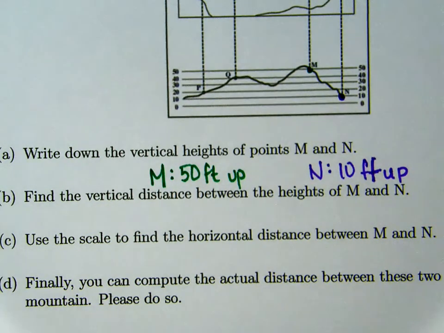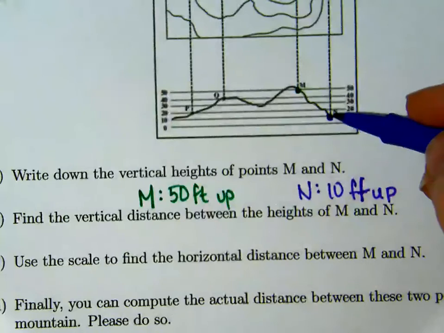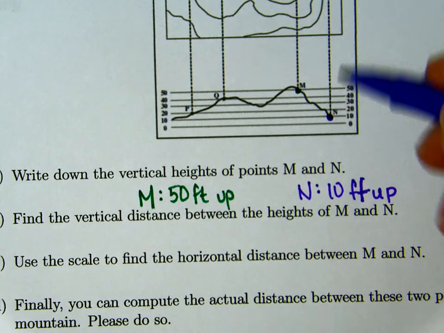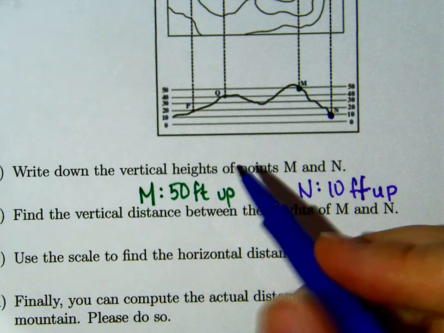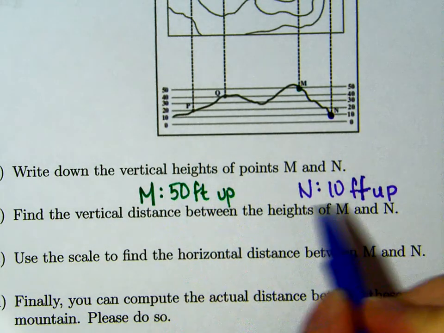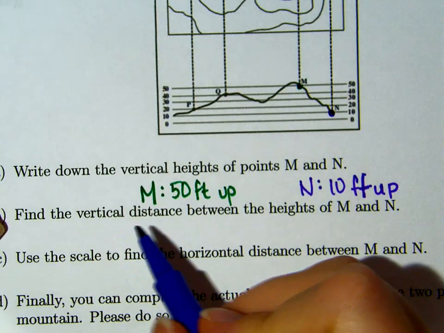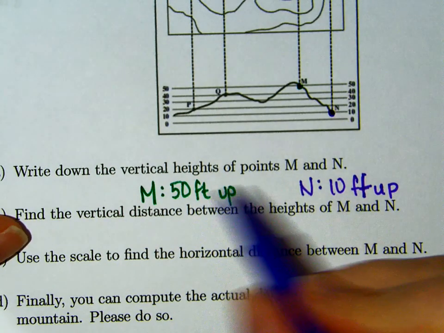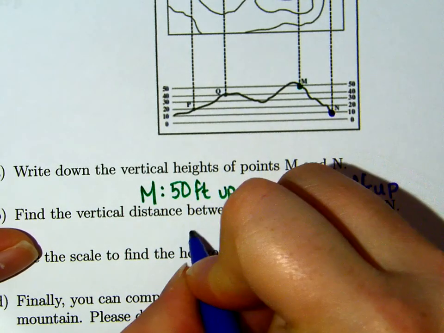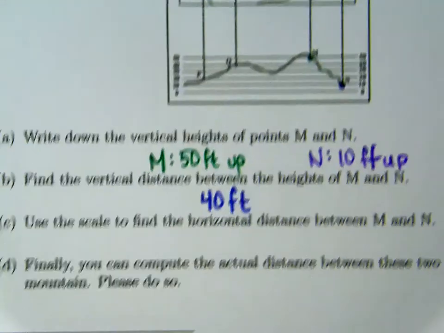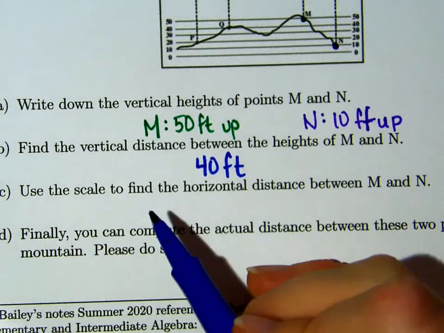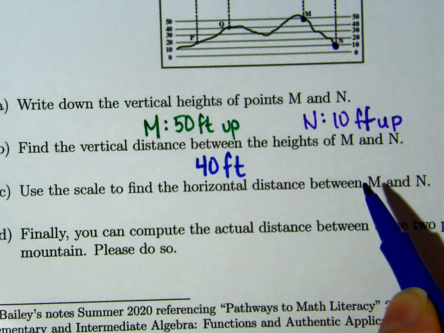Oh, the vertical distance between the two. Okay, so they're looking for the change. If you started at point N and you're going up, what is the difference between the two heights? Well, you only actually went up 40 feet, right? So the vertical distance between these heights is 40 feet. Okay, use the scale to find the horizontal distance between M and N.